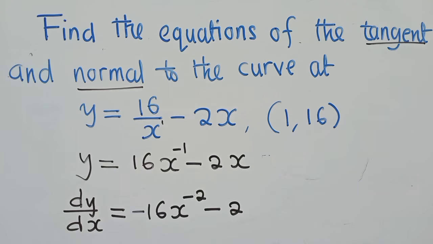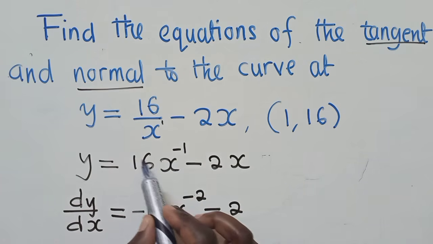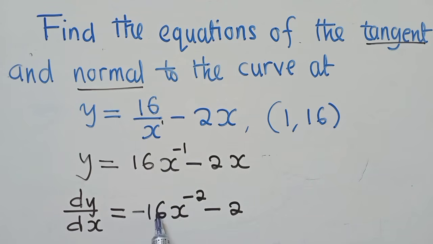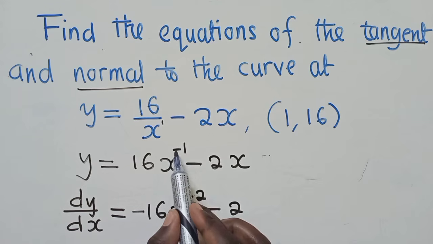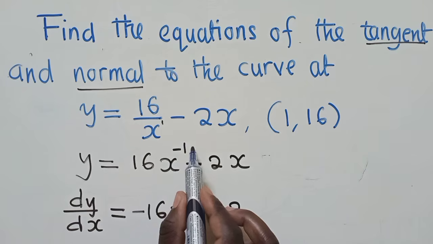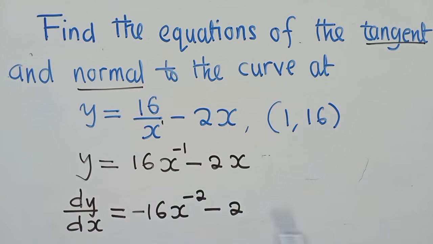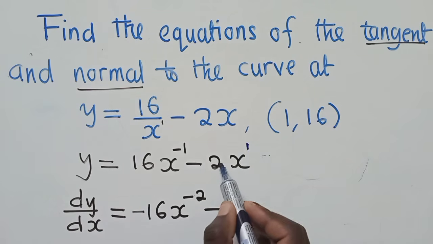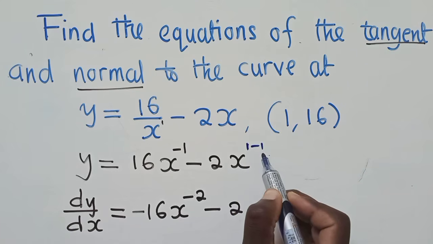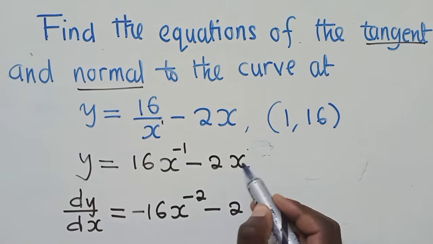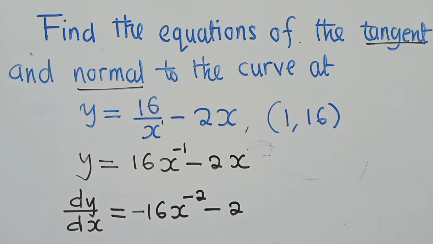So let me show you a bit of what I've just done here. You get this power multiplied by the number that is in front. So negative 1 times 16 is negative 16. And then here where x is and the power is negative 1, we subtract 1. So it will be negative 1 minus 1, which is negative 2. Also here, there is a power 1. So 1 times 2 is 2. And then to the power here, we subtract 1, and we shall have 0. So it will be power 0. Power 0 will make this become a 1. So this is what we're going to get.